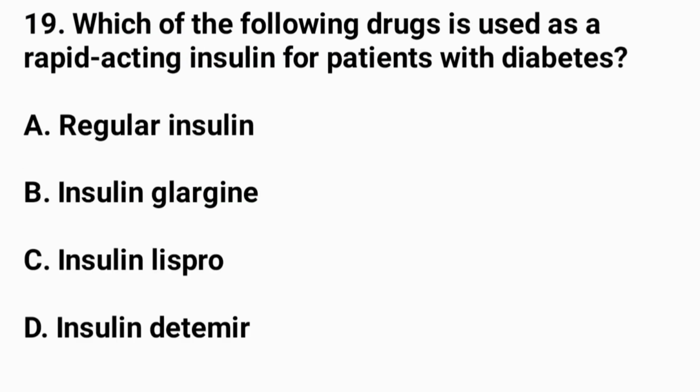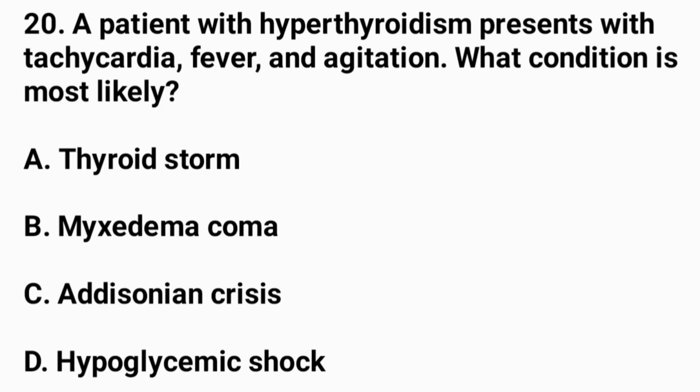Question number 19. Which of the following drugs is used as a rapid-acting insulin for patients with diabetes? The right answer C. Insulin lispro. Question number 20. A patient with hyperthyroidism presents with tachycardia, fever, and agitation. What condition is most likely? The right answer is option A. Thyroid storm.